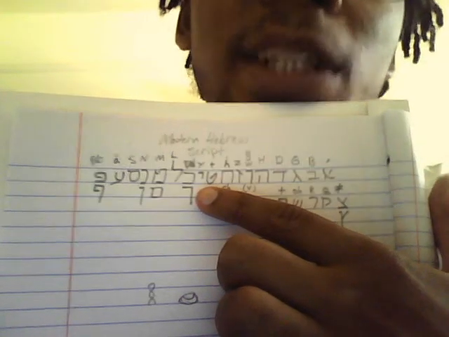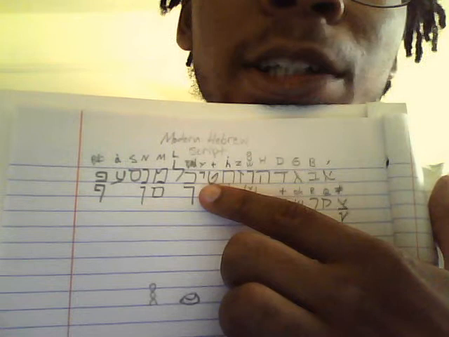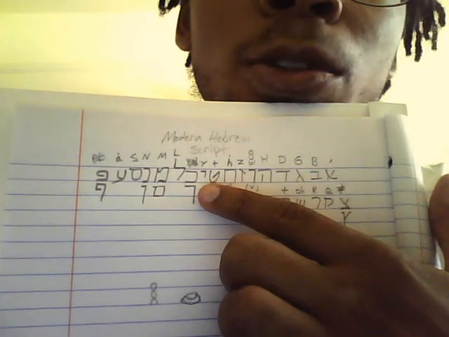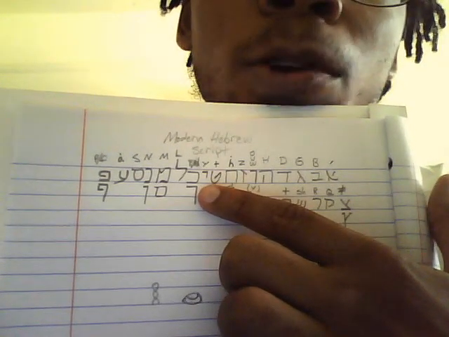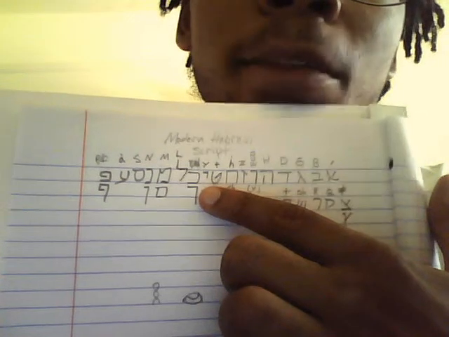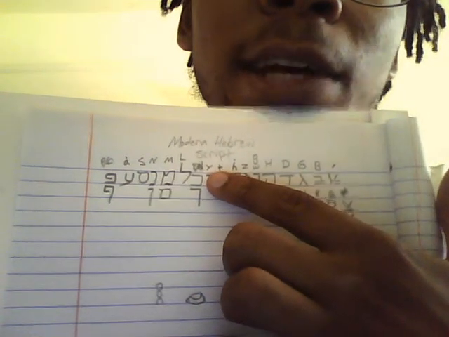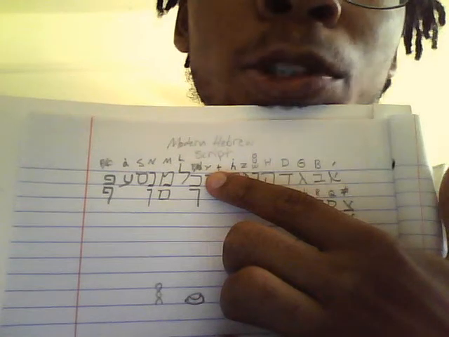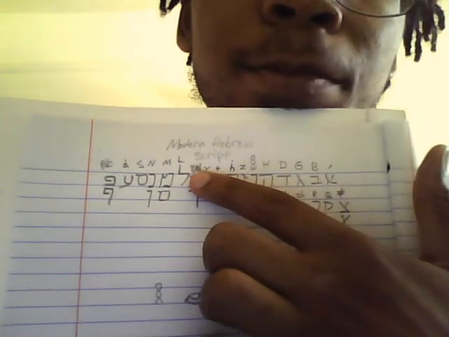Sof means end. So sofit is the letter that you write at the end of a word. So if Kaf were to be at the end of a word, you would write it how it is at the bottom and not how it is at the top. But if it was anywhere else in the word, you would write it how it is at the top.